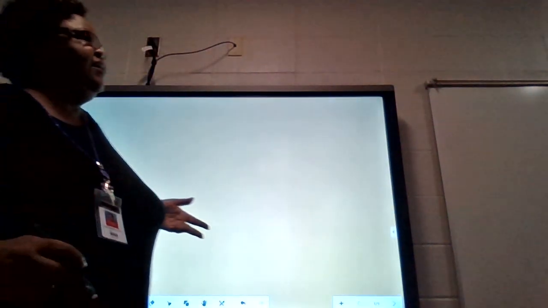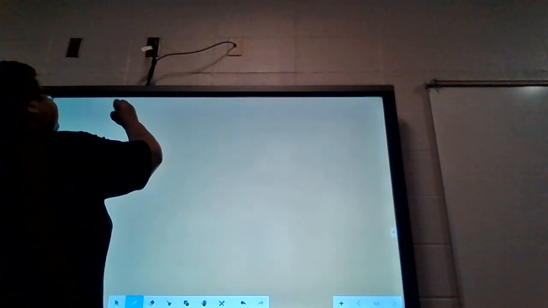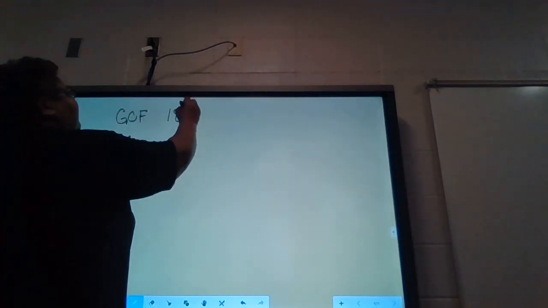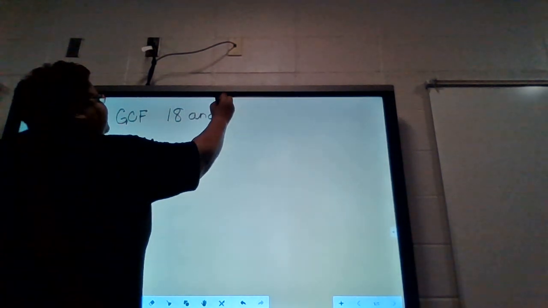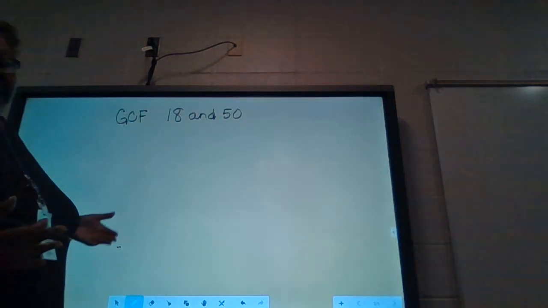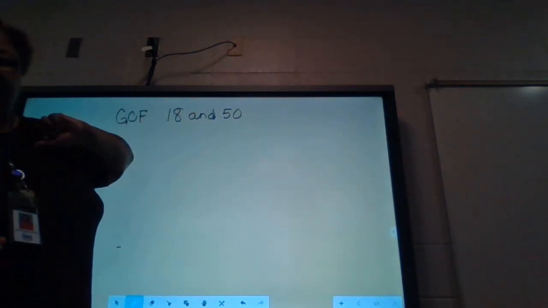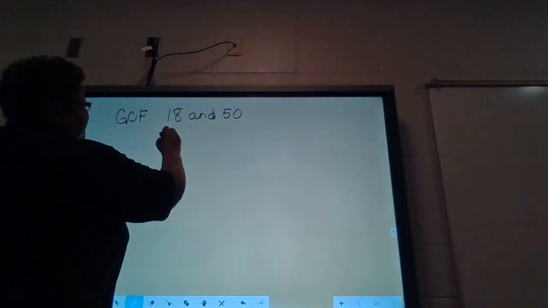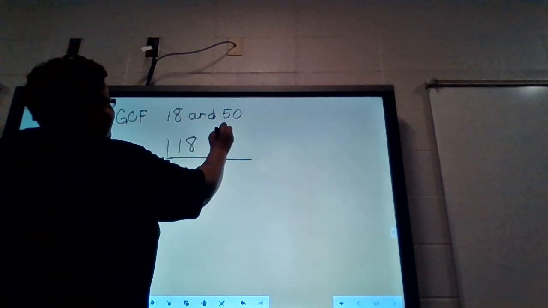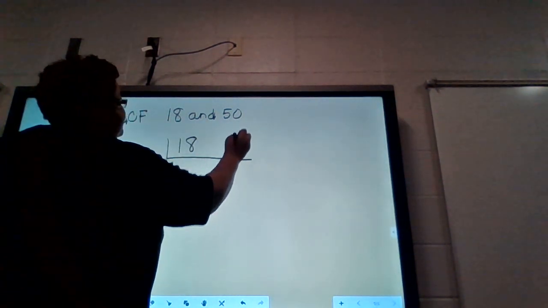And I'm going to do a method called the birthday cake method. It's the upside down birthday cake method. So we want to find the GCF, greatest common factor, of 18 and 50. Remember, that's the largest number that will go into both of these numbers. So I'm going to do this. This is my upside down cake, 18, 50.